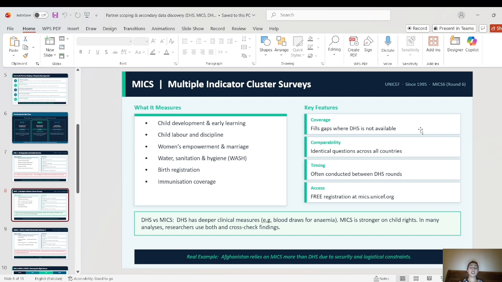So DHS versus MICS: DHS has deeper clinical measures and MICS is stronger on child rights. In many analyses, researchers use both and cross-check findings. For example, Afghanistan relies on MICS more than DHS due to security and logistical constraints.